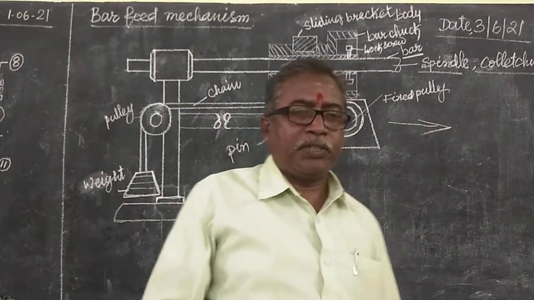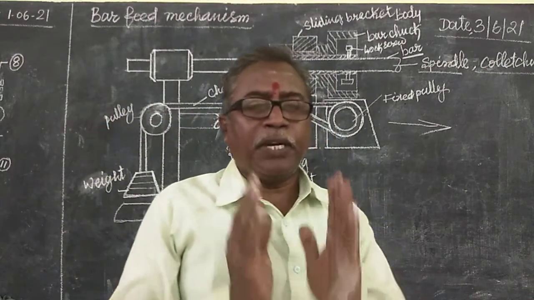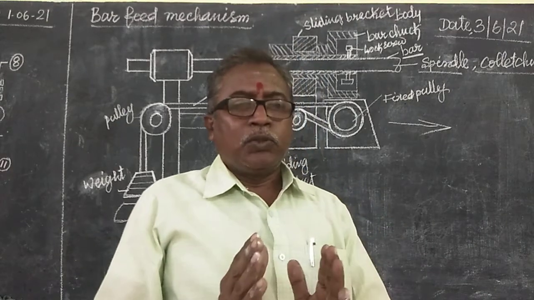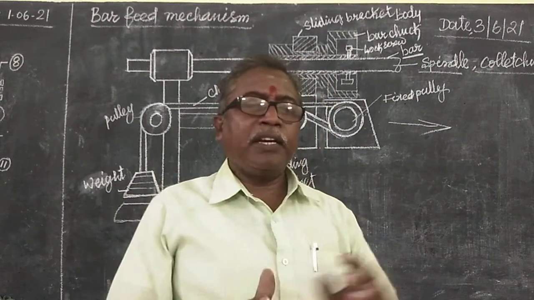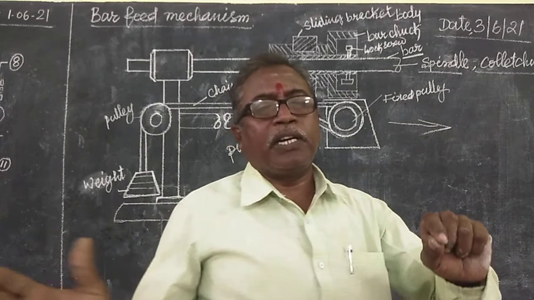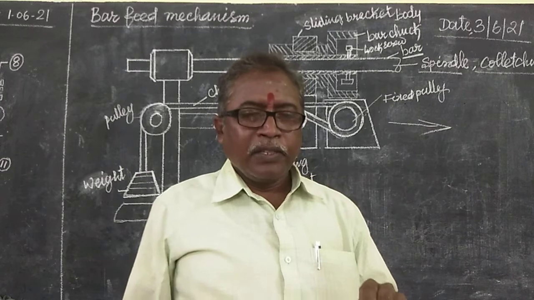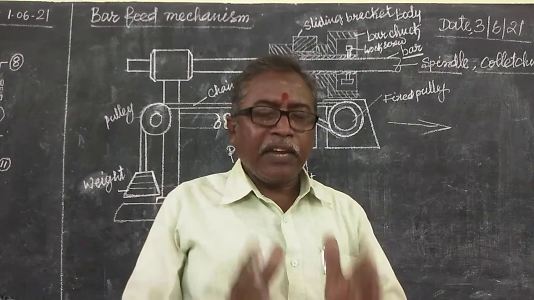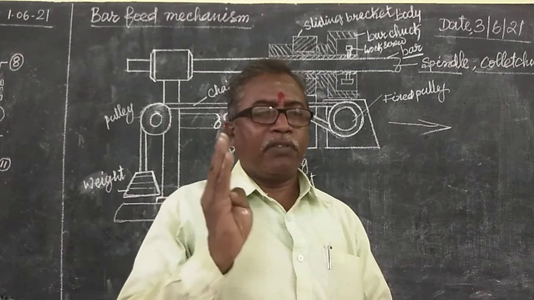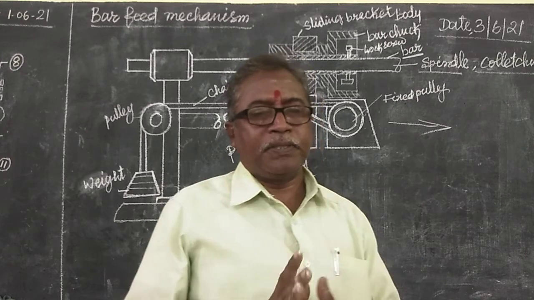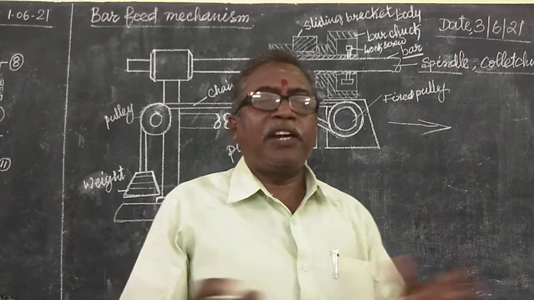But your duty is to listen to how it is functioning. The simple way, the bar feed mechanism is given to send the rod without stopping the machine. When the chuck is released, the rod automatically comes and touches the bar stop. So like that, this is given in the mass production lathe, only for the mass production lathe. Whenever we want to make a number of pieces, keep that in your mind. Otherwise, you cannot understand this.